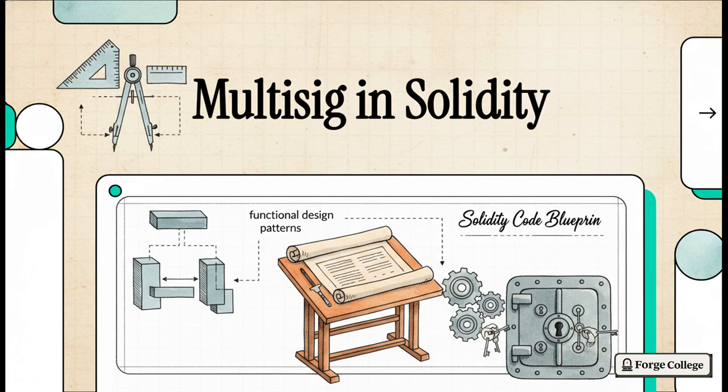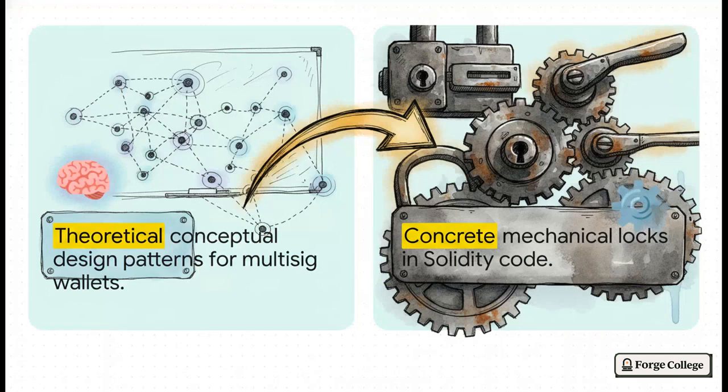Well, today, we are stepping into the shoes of chief architects. We're officially transitioning from theoretical design to drafting the actual concrete Solidity code blueprint for a multisig vault. We're essentially taking those abstract concepts from the whiteboard and translating them into hard-coded mechanical locks and levers for a smart contract. It's time to turn that theory into cold, hard logic.